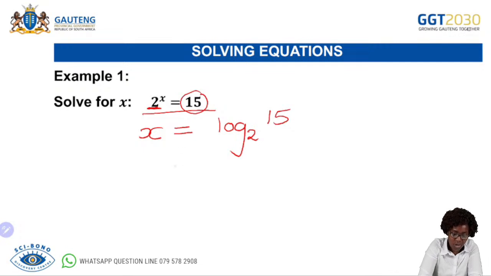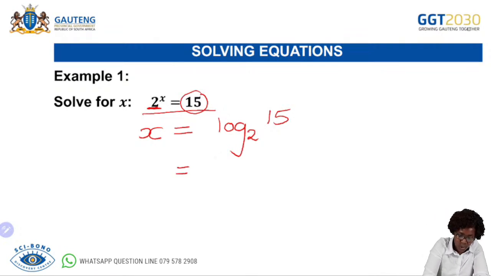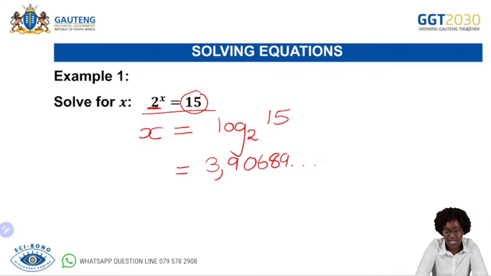Now, how do I get the solution here? Pretty obviously, I cannot do this in my head. I now need to take my calculator and check what my solution is. So on the calculator, grade 11s, I hope that you are using your calculators right now to get the solution. I'm sure that your solution there is 3,90689. It's a non-terminating decimal.